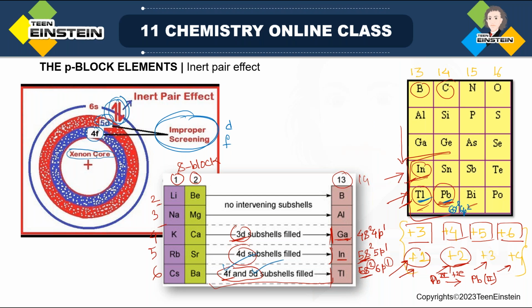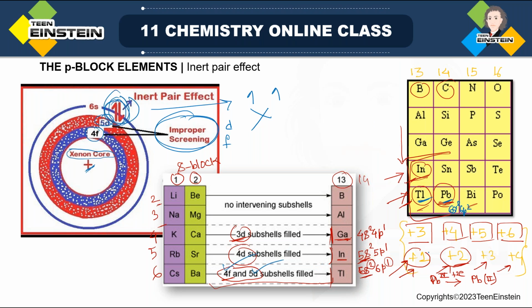So as a result, the attraction of the nucleus for this electron is very high, and unpairing this pair becomes very difficult. You cannot unpair it so easily. It is not possible. That is why we call the term inert pair effect.